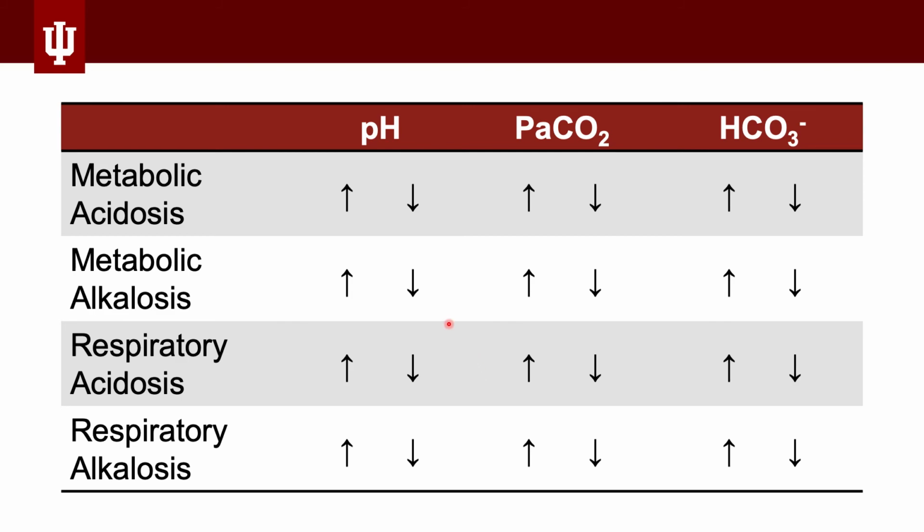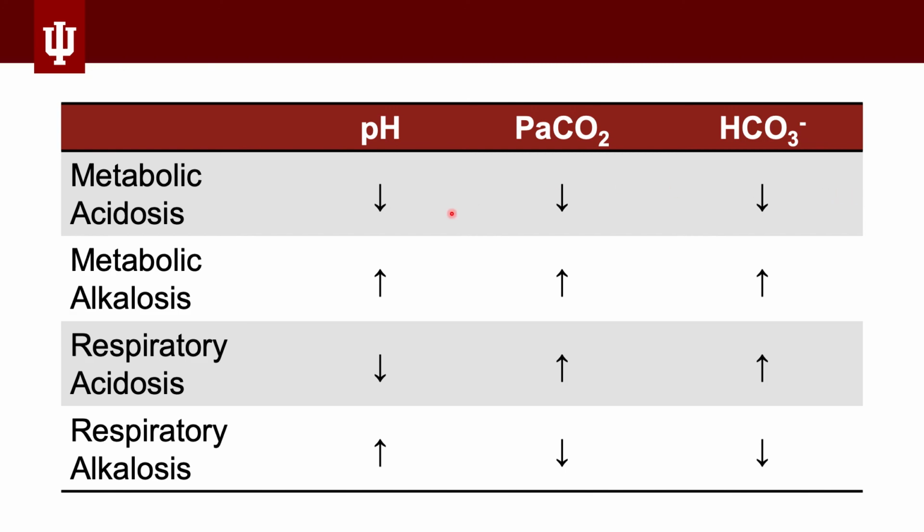What I want you to do is go through each of these processes: metabolic acidosis, metabolic alkalosis, respiratory acidosis, and respiratory alkalosis, and select whether the pH is going to be high or low for each of these, if the PCO2 or the PaCO2 will be high or low, and if the bicarbonate concentration will be high or low.